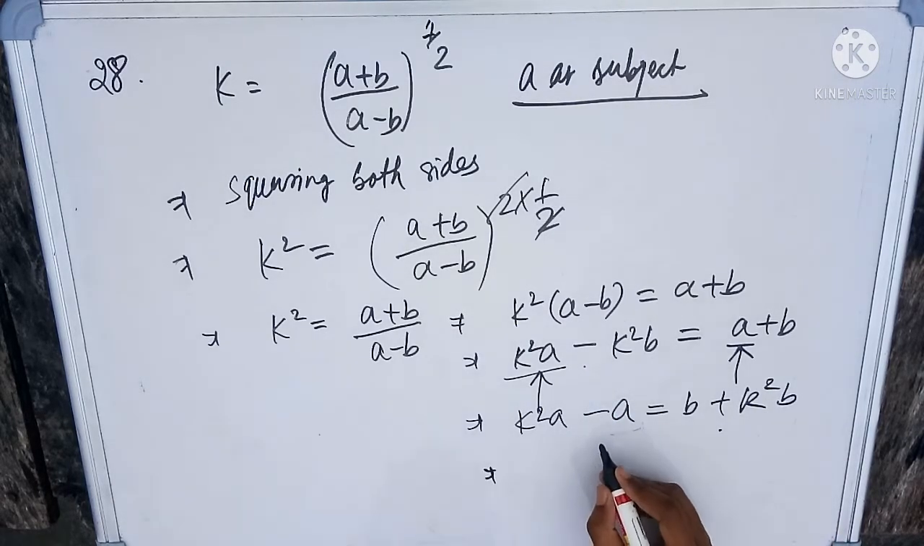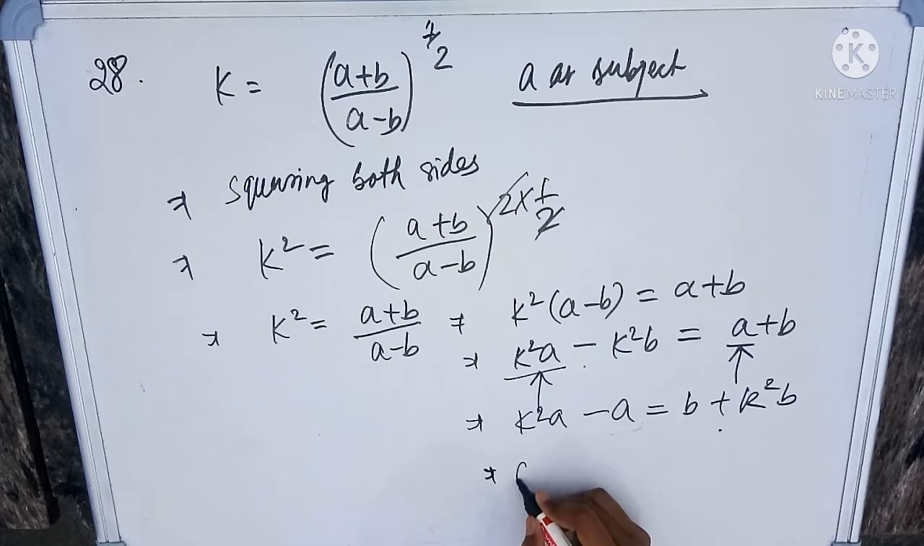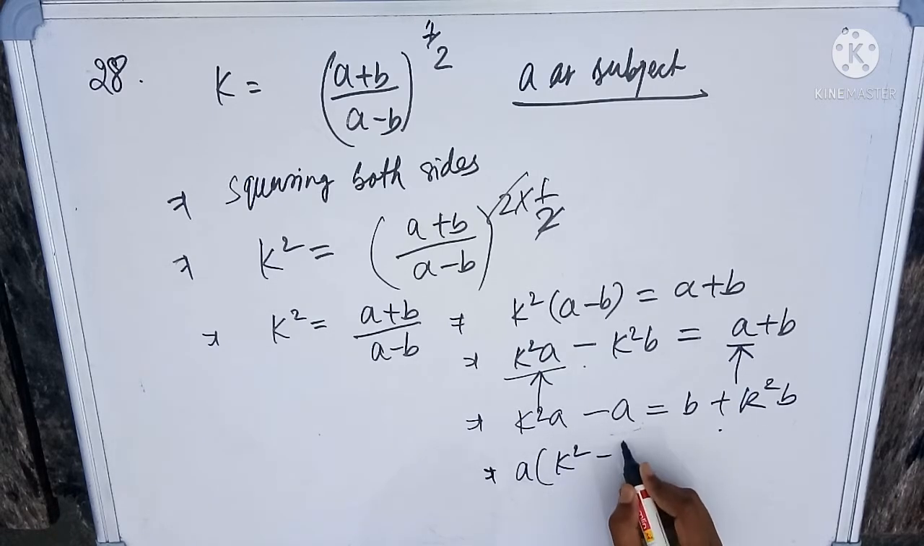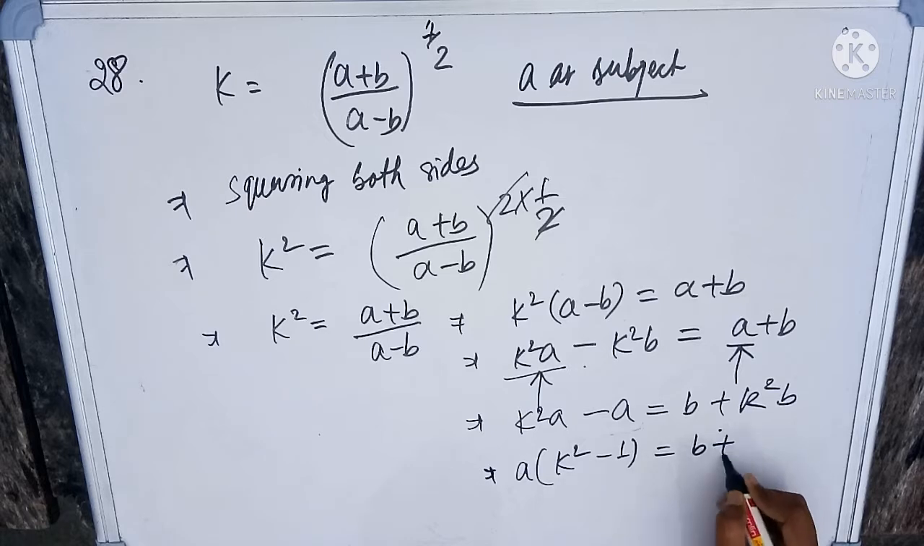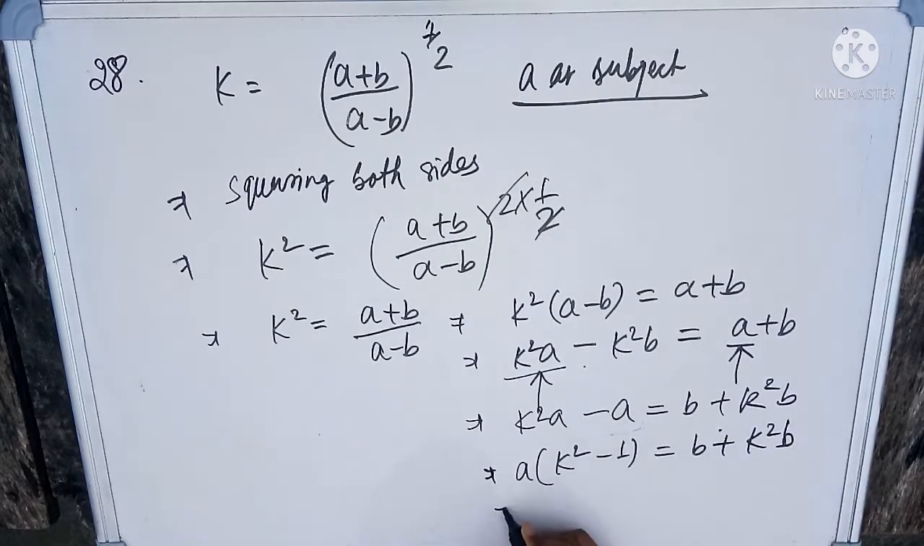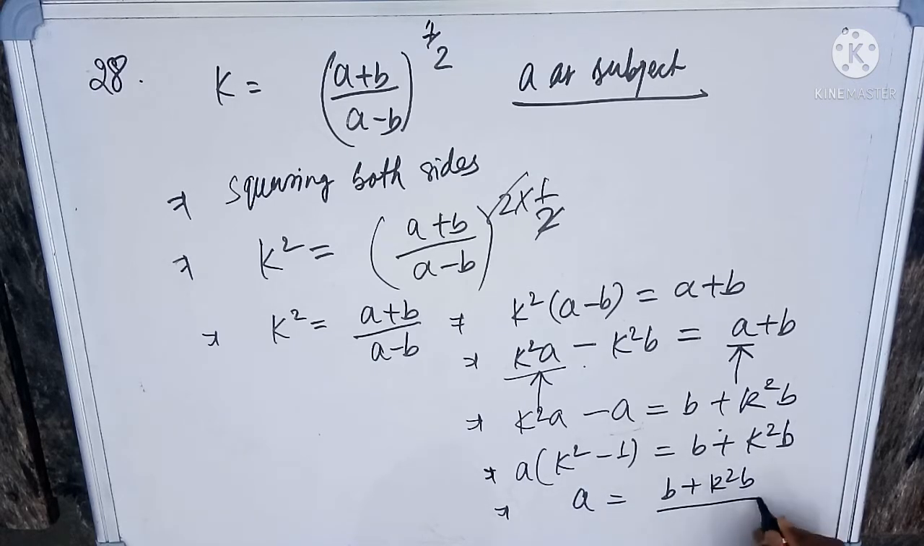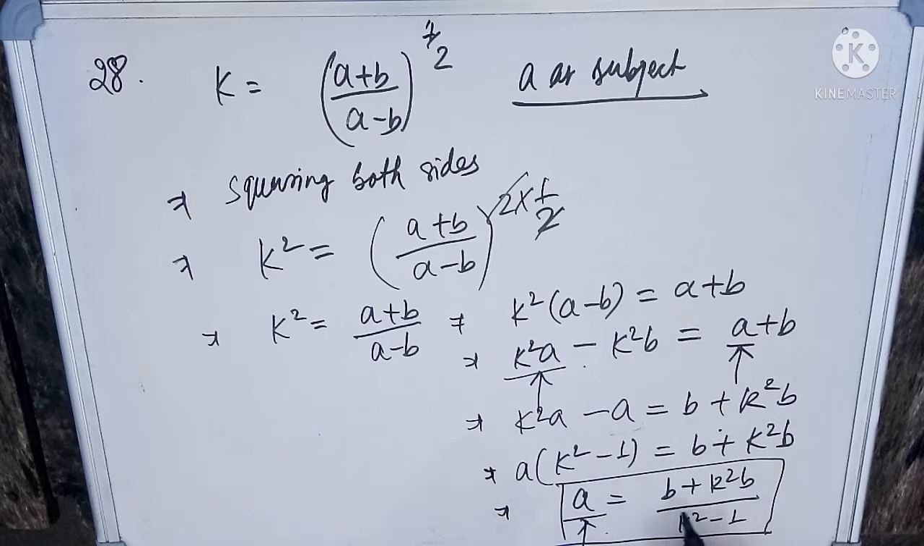Now from here we can take a as common, and it will be a multiplied by (k square minus 1) is equal to b plus k square b. And thus finally we can write a is equal to (b plus k square b) divided by (k square minus 1). So now we have got the formula for a by making a the subject, and a is equal to (b plus k square multiplied by b) divided by (k square minus 1).